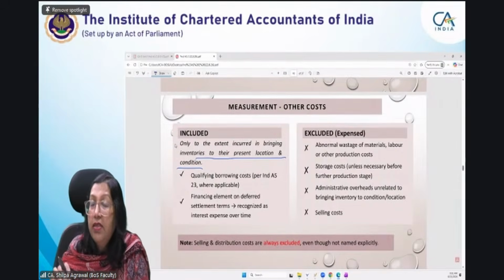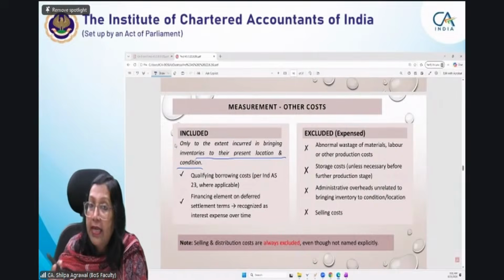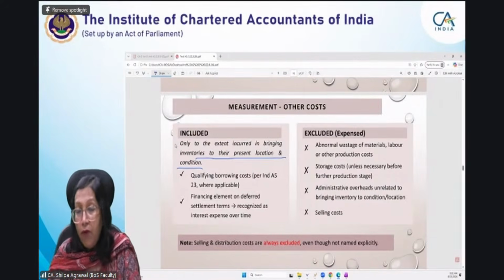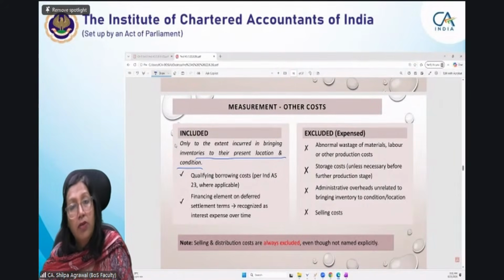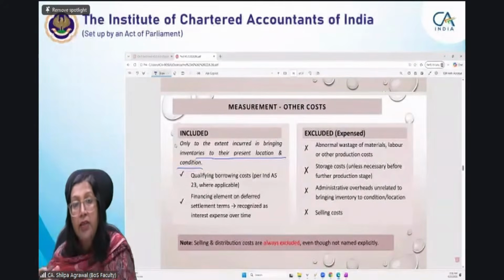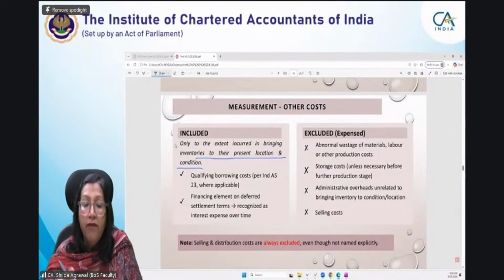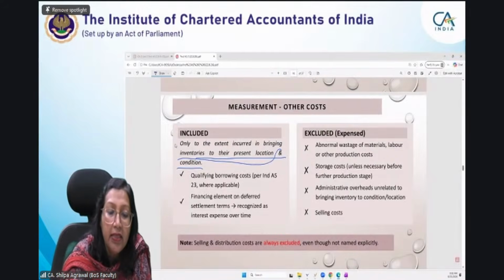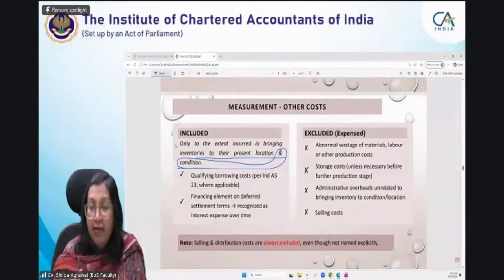Present location means from where you are going to sell it, the selling point, and condition means in the form that it is saleable. Raw material is not sellable. You have to convert it into finished goods, then only you'll be able to sell it. Say you have a ration shop. You buy in bulk, you buy wheat in sacks. But when you are selling that, we grind it in the chakki and then we pack it. And after packing, what is the present condition? Present condition is atta, not gehu.